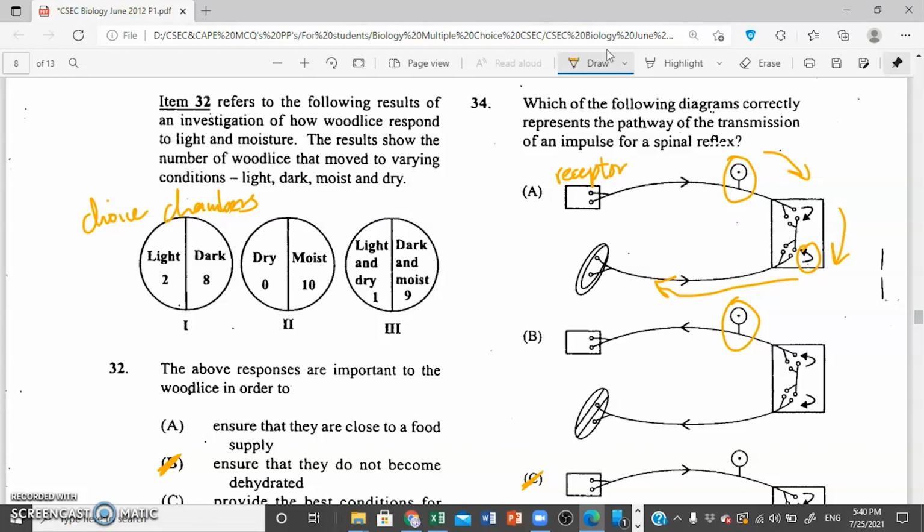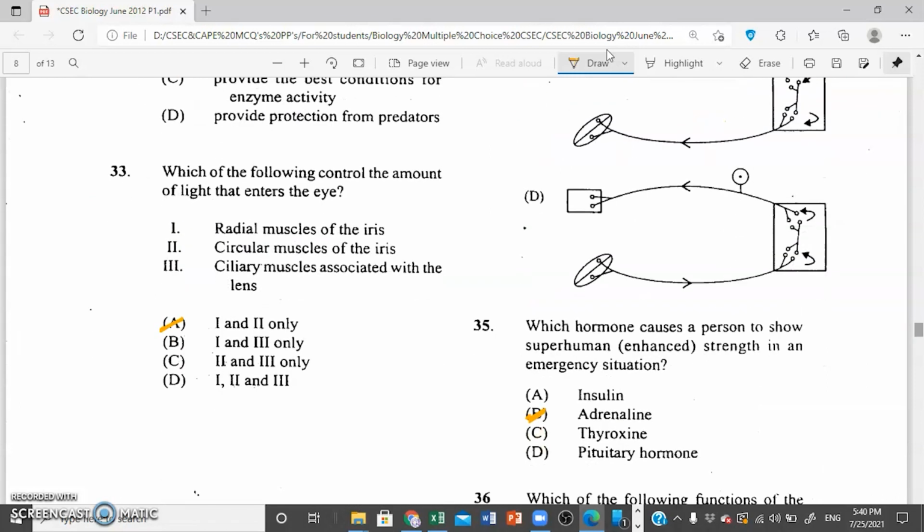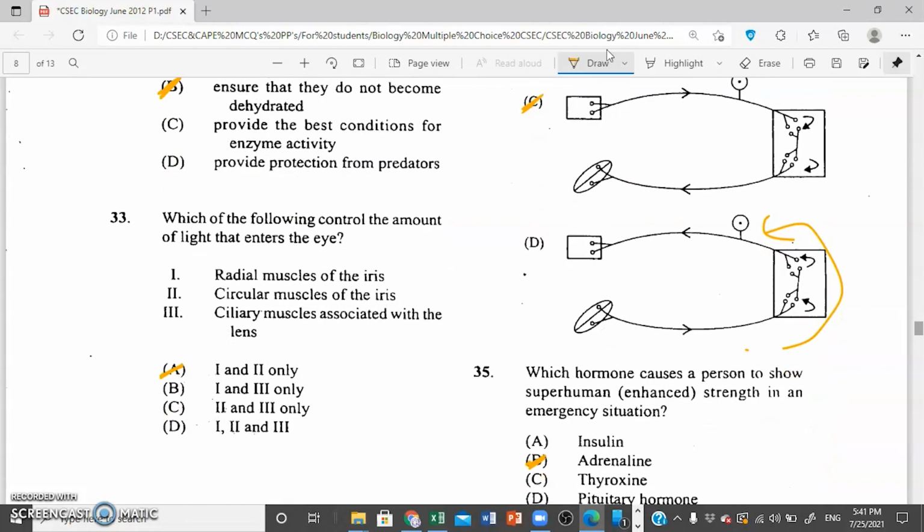So A cannot be the answer, right? And it must go from receptor to effector. This is the receptor, so this arrow here gives it out. This B cannot be the answer. D cannot be the answer as well, because look at the direction of the arrow. It's going that way from effector to receptor, and that cannot happen. The impulse has to go from receptor to effector. So the answer here is C. Good.